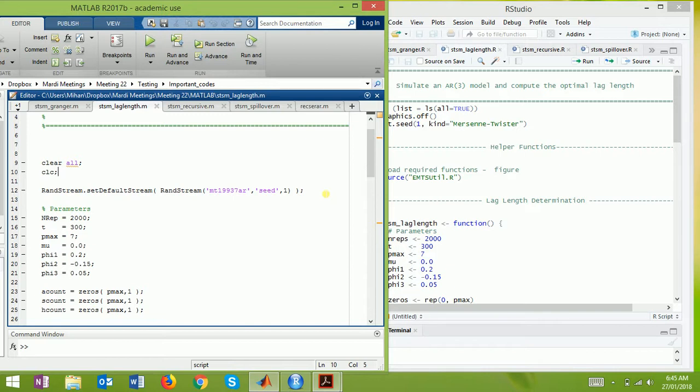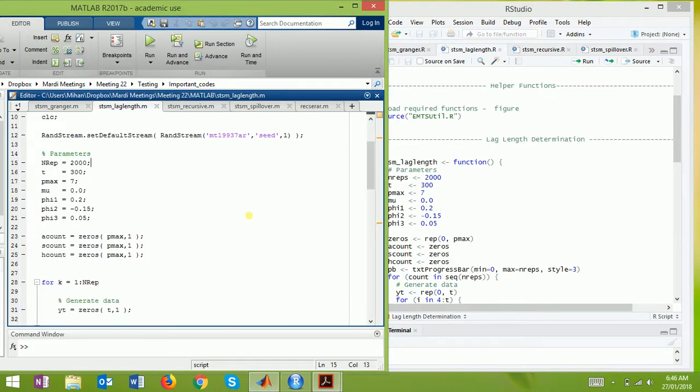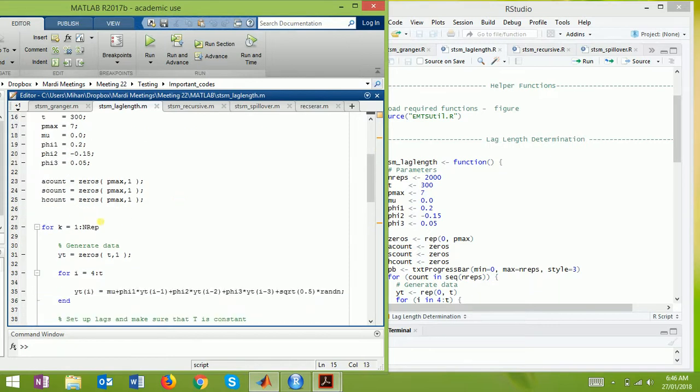We'll start with initializing the random command, then our parameters are introduced: 2000 replications, 300 times, P max is 7, which is the maximum lag. So we'll create a loop inside the loops to do this estimation 7 times. Phi 1, phi 2, phi 3, mu, these are initial values given to us.